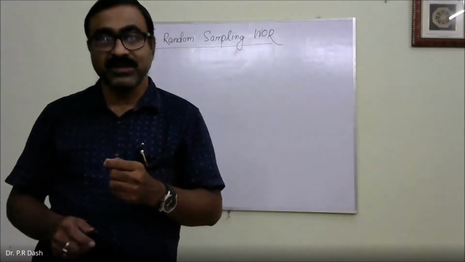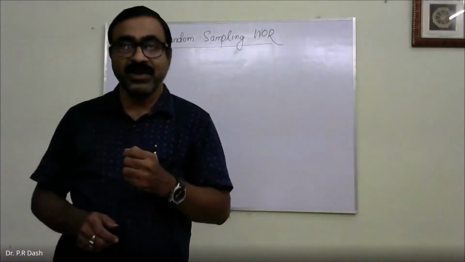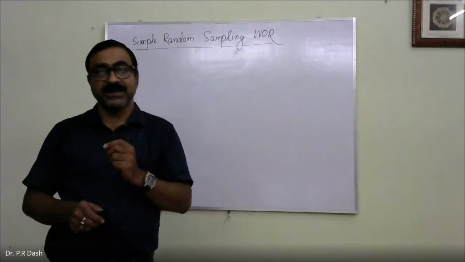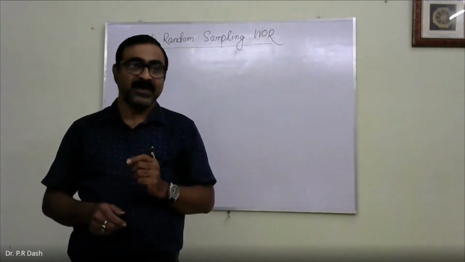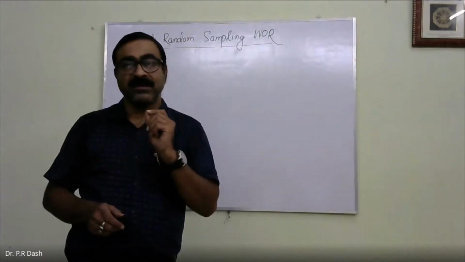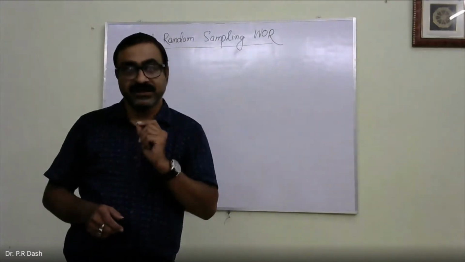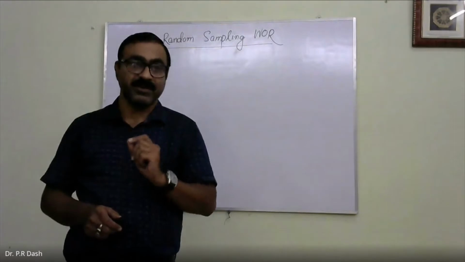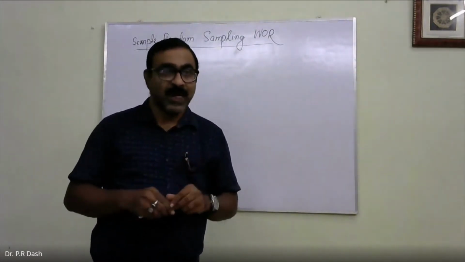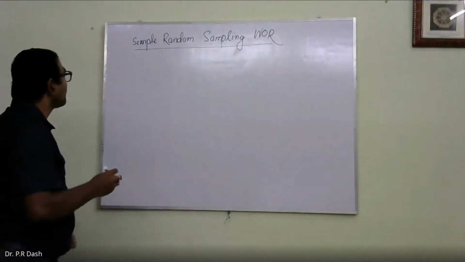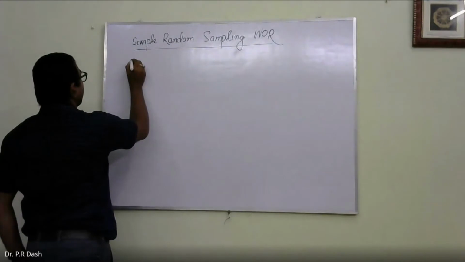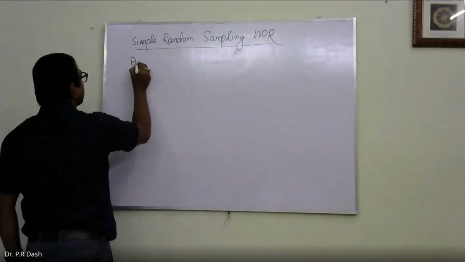So in this class, we shall consider simple random sampling without replacement, the estimation of the population mean, its variance, and an unbiased estimate of the variance of the sample mean. Now let us start. Some basic notations.